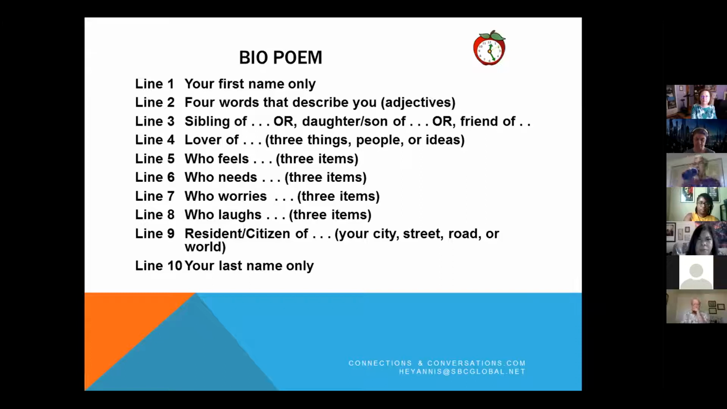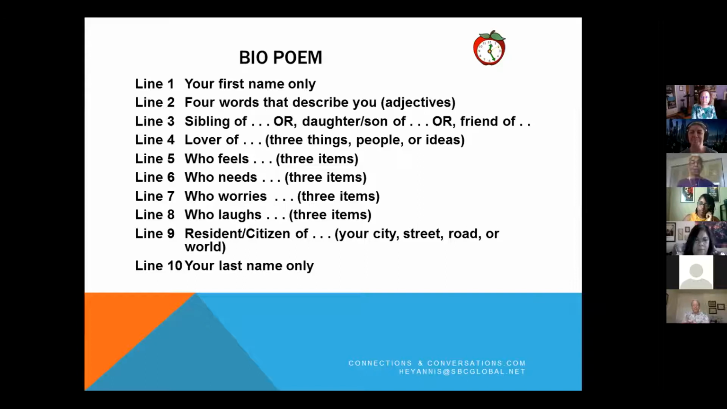So, excuse me a minute. So the bio poem, I've used this with people of all ages, from 7th graders through 80-year-olds. So it works. It's really good. So it's a 10-line poem. The first line is just your first name. The second line is 4 words that describe you, 4 adjectives. So if I were doing this, I might write Anna's, adventuresome, congenial, listening, one more that I can't think of off the top of my head.